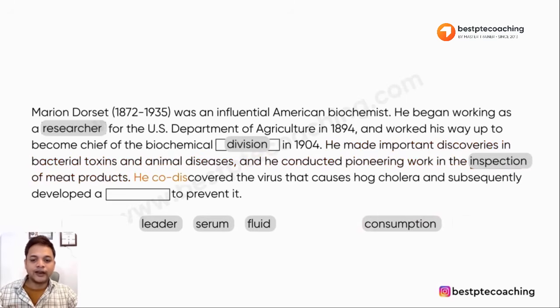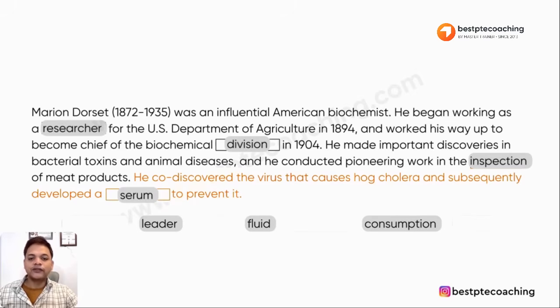He co-discovered the virus that causes hog cholera and subsequently developed a blank to prevent it. Again, we need a singular noun. So what prevents a disease, a cholera infection? Definitely it should be a medicine, right? In the bottom, we will see: researcher is not medicine, leader is not medicine, serum can be medicine, fluid can be sometimes medicine, right? Fluid can be any fluid. Inspection is already being used. So then we can go ahead with what? Serum to prevent it because it is a virus. So for viruses as an antidote, we use what? Serums. So basic stuff.